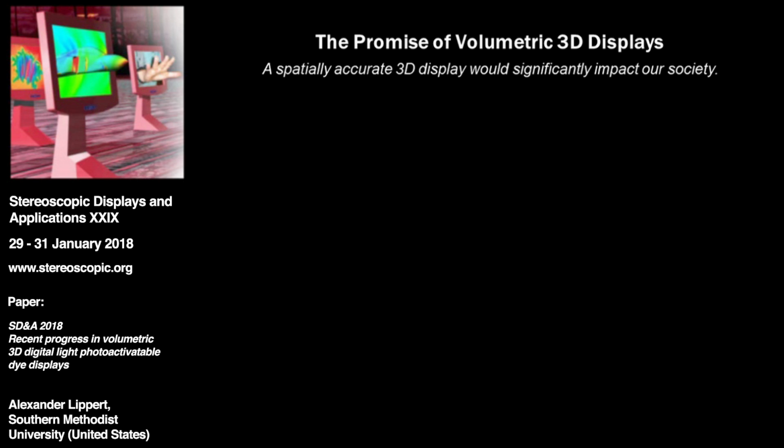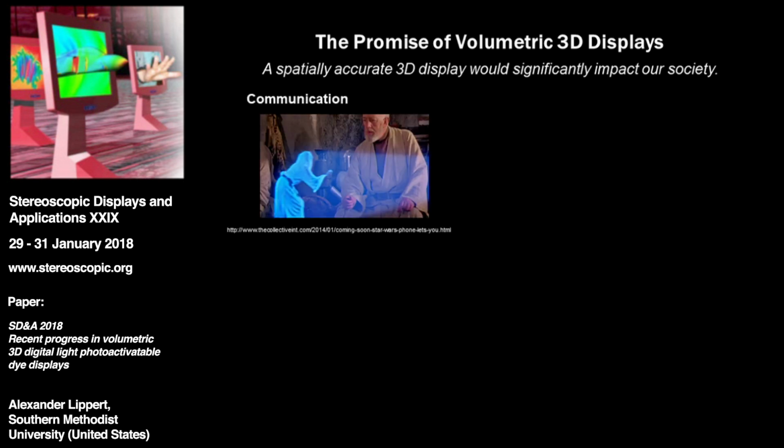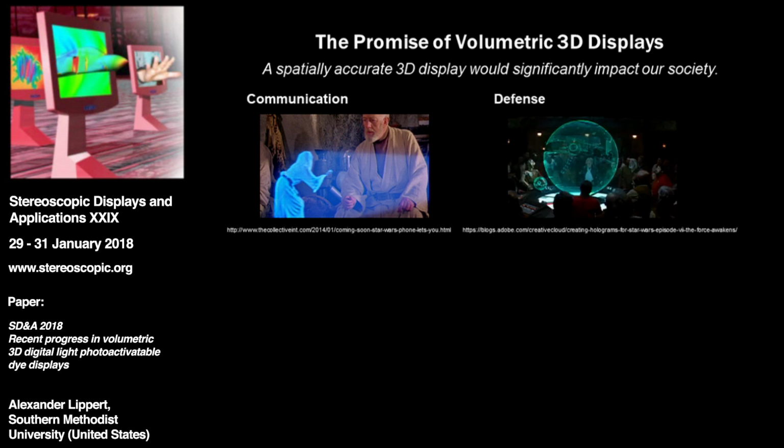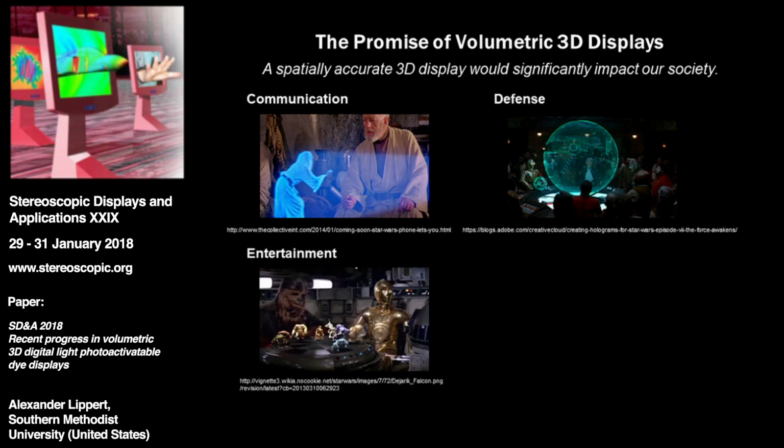Now, the holodeck is the idealized version of a volumetric 3D display, but a more accessible version might be what you would see in Star Wars. I think if we could have even a display that would be more accessible like this, it would really change a lot of aspects of our life. Communication: if you could communicate with a hologram with someone in real time, I think that would change our interactions. Of course, there would be defense applications. I'd really like to see a volumetric 3D TV or gaming system where you could sit around a table and play a game on a volumetric display.